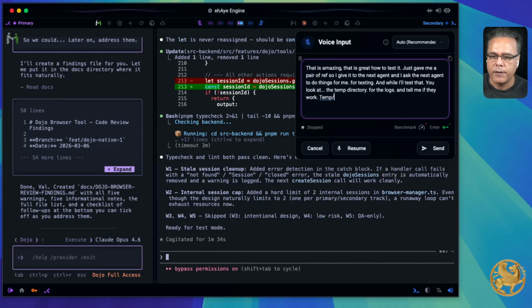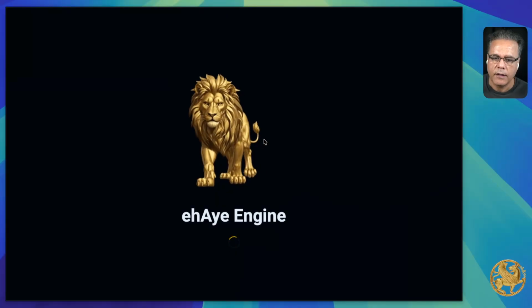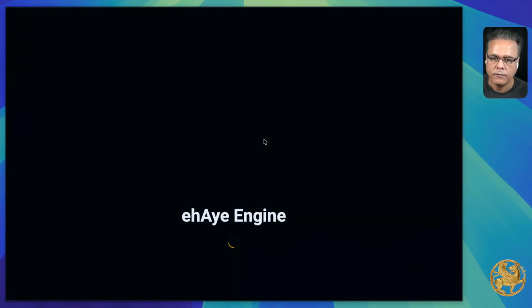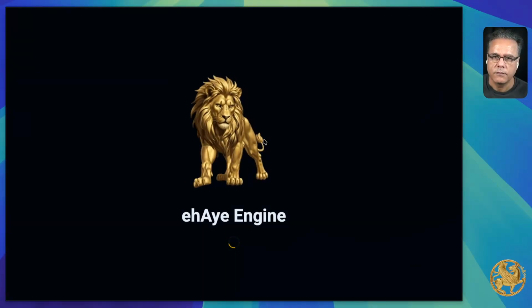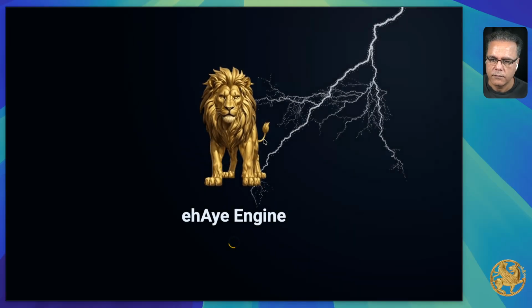I say temp AI.logs, and I just give it to it. And then come here and get at. And here's the test prompt to give the Dojo agent. Test prompt. Here you go. Go to example.com, take a screenshot of the page, then tell me the page title and the main heading text. Close the browser when done.